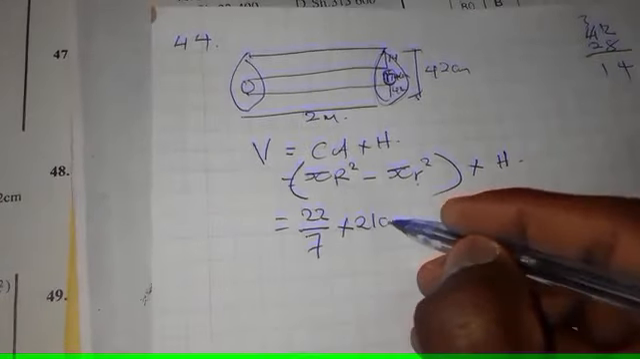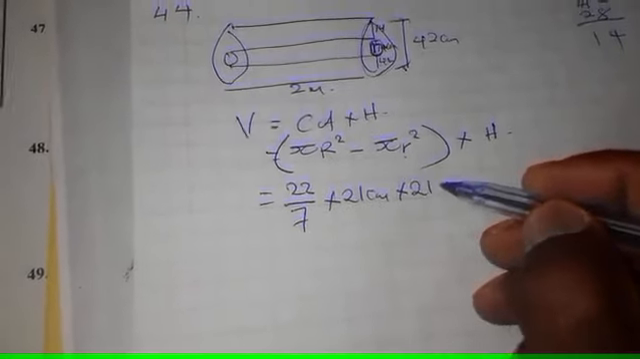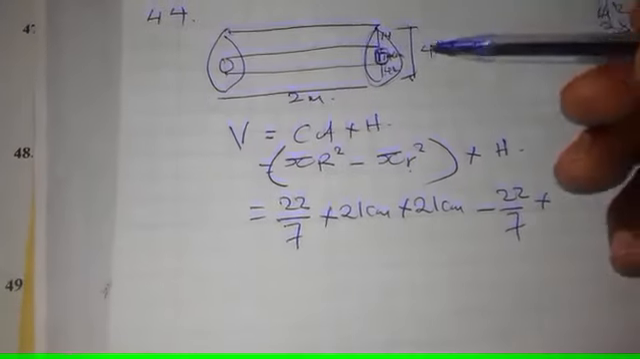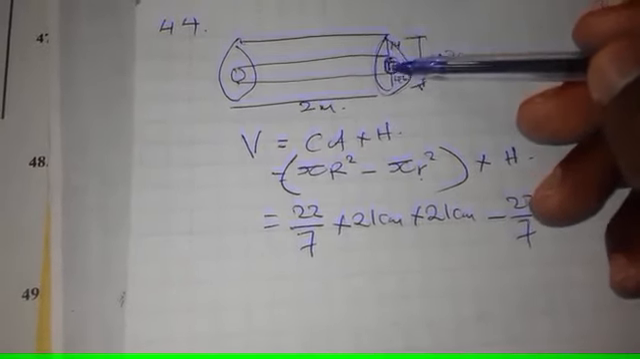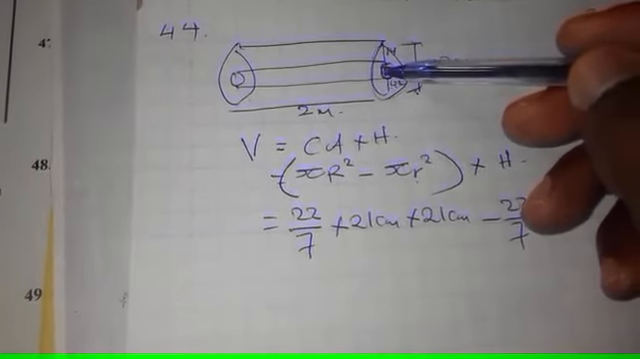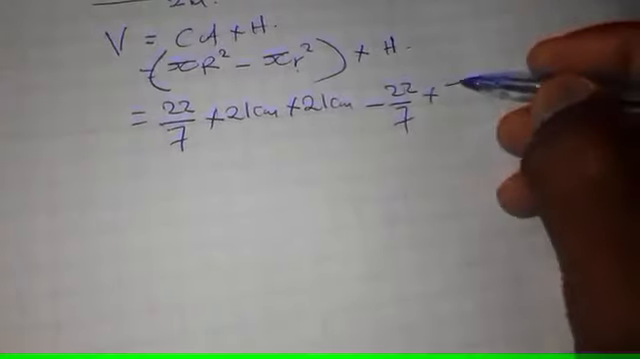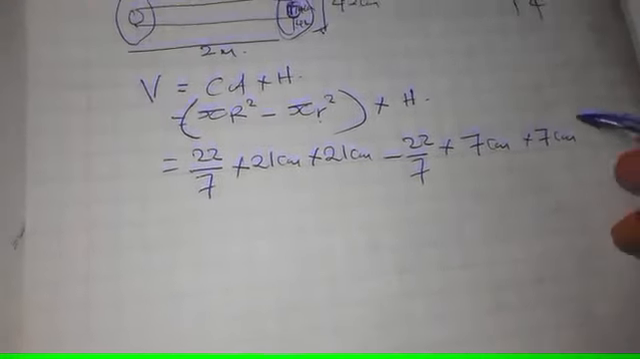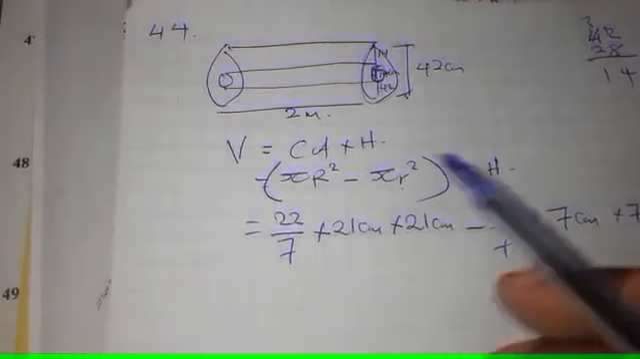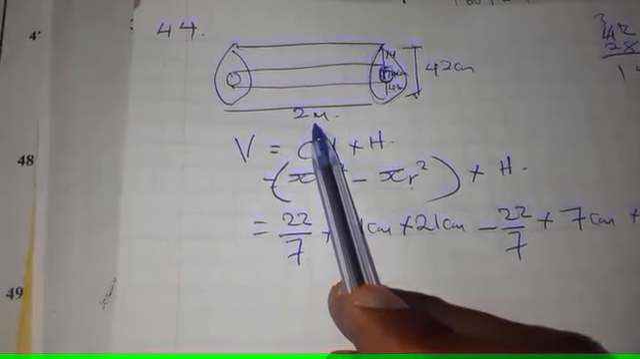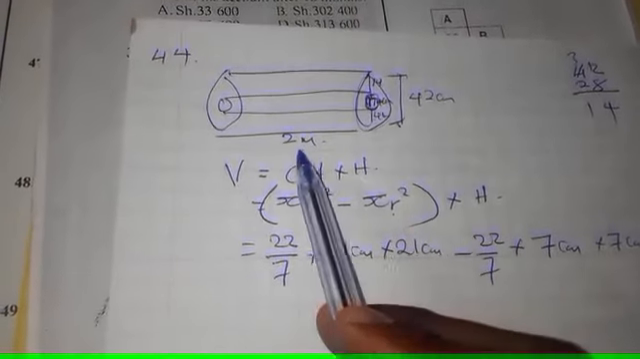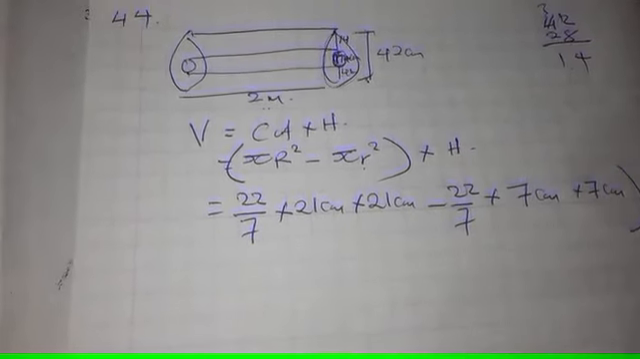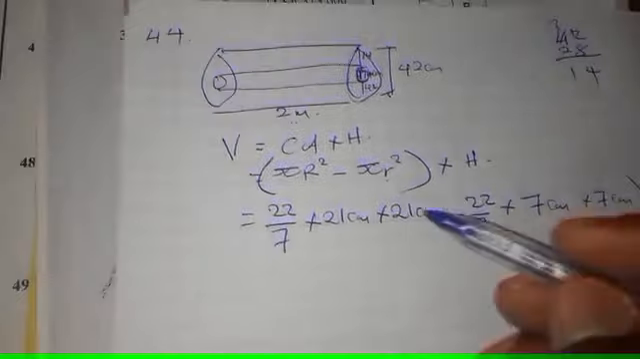So times 21 centimeters times 21 centimeters, minus 22 over 7 times our r. Inner diameter is 14 centimeters, and our radius is half the diameter, which means our radius is 7 centimeters times 7 centimeters. And that one you multiply by the height, and the height there is 2 meters. Since we are working with centimeters, we change this 2 meters into centimeters, and that's going to be 200 centimeters.